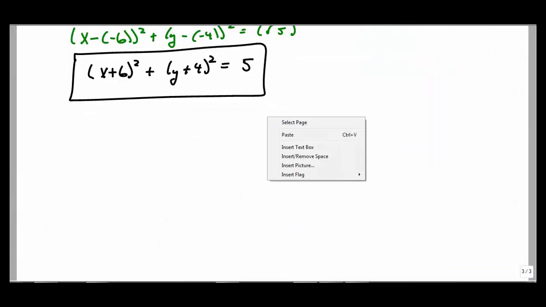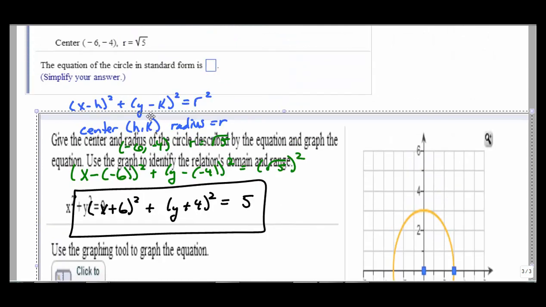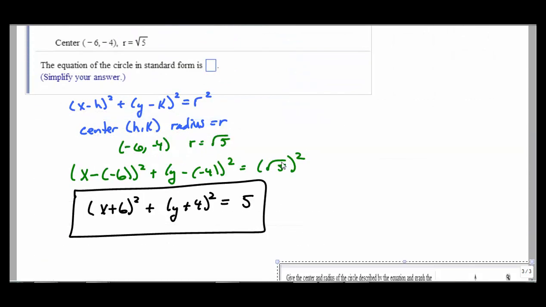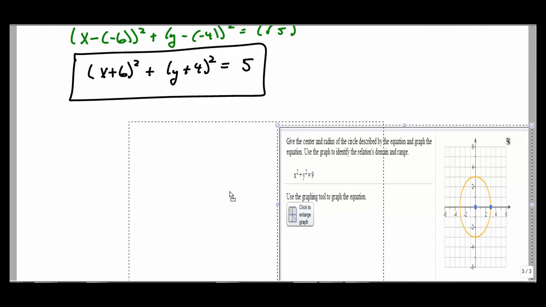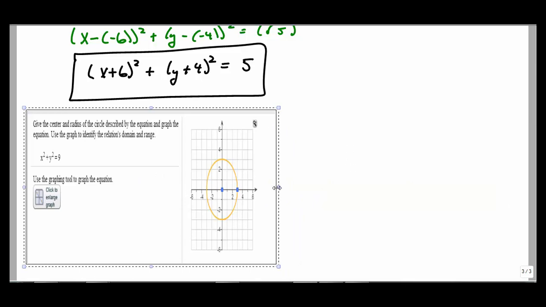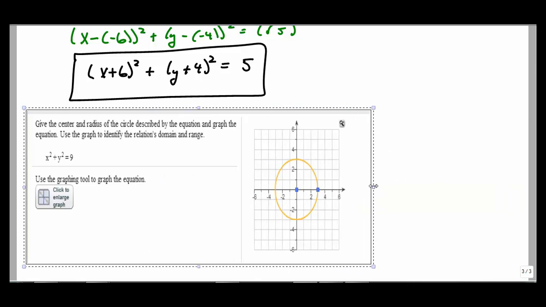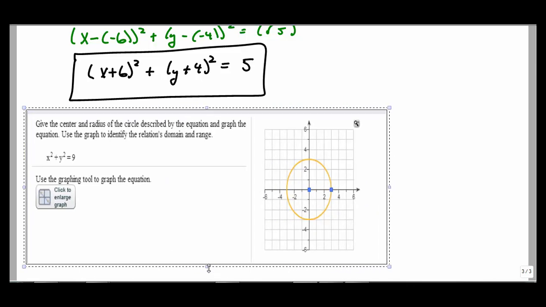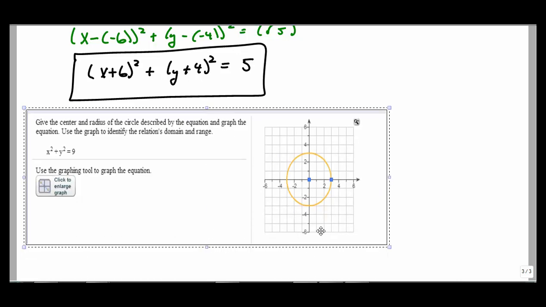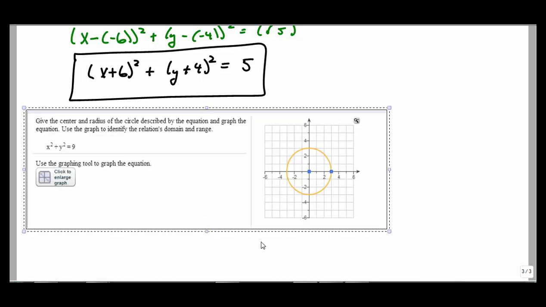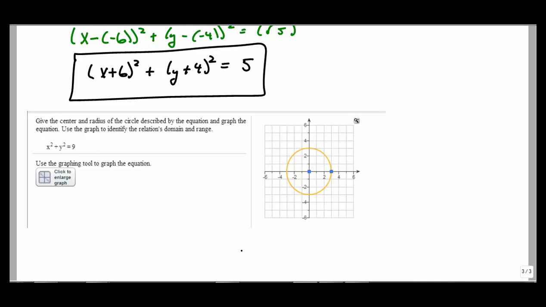Let's paste that into the lecture as well, and then we'll talk a little bit more specifically about where we found that center value and the radius. It doesn't look like a circle when it's squished. It looks more like an oval, doesn't it? It's a little more circular. Okay, so again, this is x squared plus y squared equals 9.